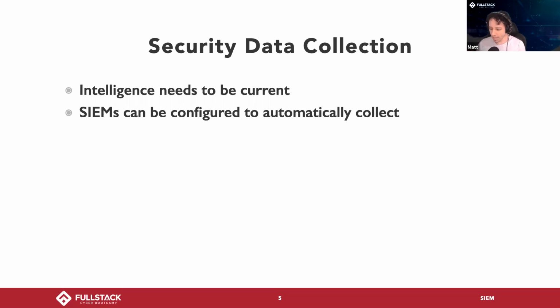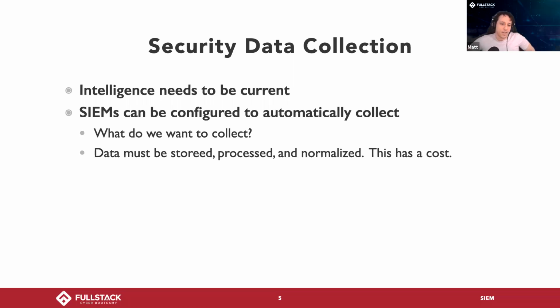So, when we're thinking about automatically collecting, remember, we can't just collect everything. It would be too much. So we have to ask ourselves, what information do we want to collect? What is going to be important? Right? Because all of that data has got to be stored. We have to process it. We have to normalize it in order to use it for analysis. And doing all of those things has a cost associated with it, whether that be time, whether that be physical resources.